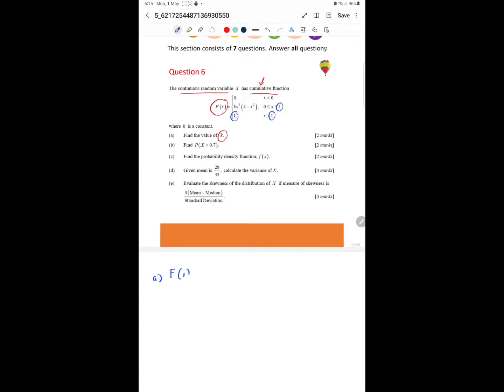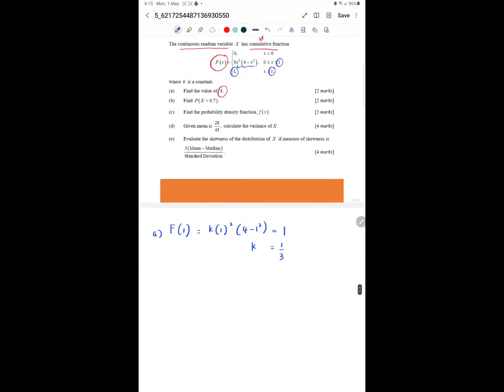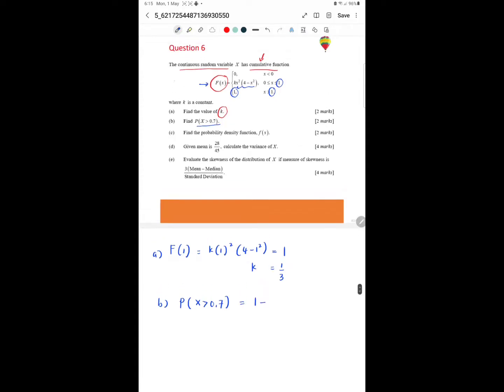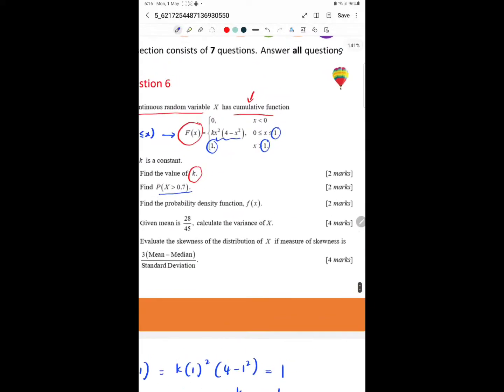So for question A, F(1), substitute into this function. So k times 1 square 4 minus 1 square equals to 1 straight away. Right? So when we calculate, we will get k equals to 1 over 3. Right? Now, question B is to find probability more than 0.7. Alright, if the question is asking for more than, so we will have to do 1 minus because the function here, this one refers x less than equals to. So since we are going to find more than, so you are going to find 1 minus x less than 0.7.